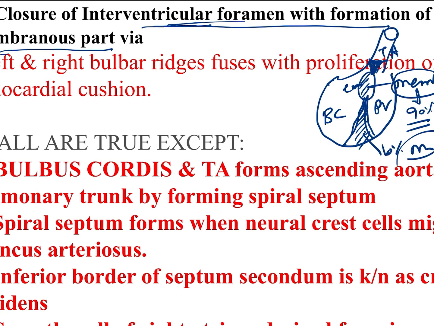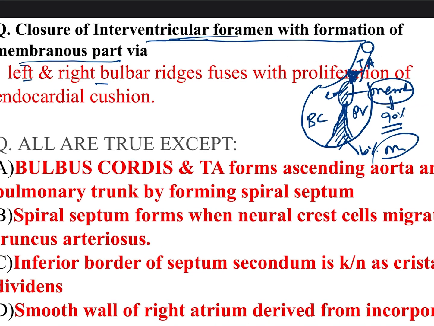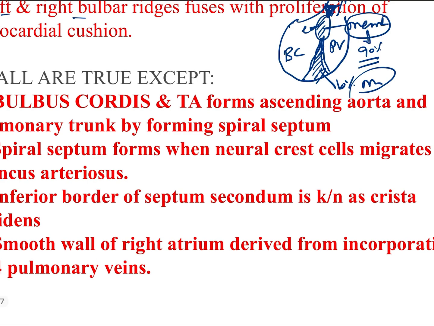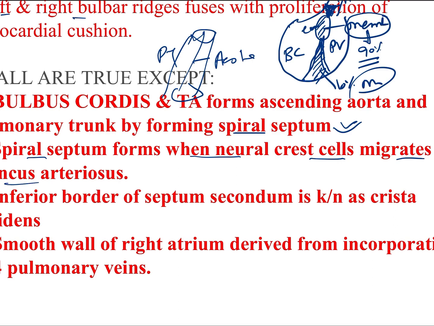Now answer, left and right bulbar ridges. These bulbar ridges fuse with the proliferation of the endocardial cushion, that is the membranous part. All are true except: bulbus cordis and truncus arteriosus form the ascending aorta and pulmonary trunk by forming a spiral septum. Okay, a spiral septum is formed. The truncus arteriosus will form the pulmonary trunk anteriorly and the aorta posteriorly by forming a spiral septum. A spiral septum forms when neural crest cells migrate into the truncus arteriosus.